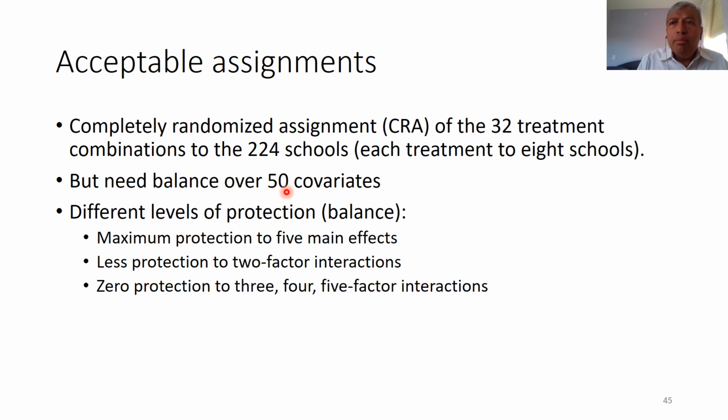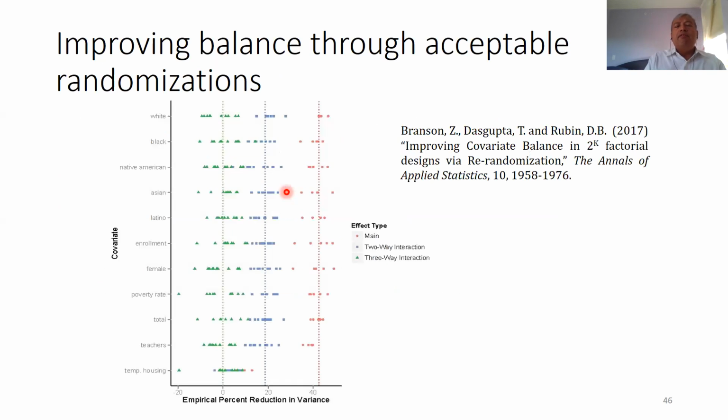So here, once again, we may use something like the effect hierarchy principle, which says that we are most interested in providing protection against our main effects, followed by 2-factor interactions and so on and so forth, right? So we can use the same idea of creating a criterion based on the Mahalanobis distance, but then we have different criteria for main effects, different criteria for 2-factor interactions, and different criteria for 3 and higher order interactions. So when we actually implemented this design, we tried to protect these main effects to the maximum possible extent.